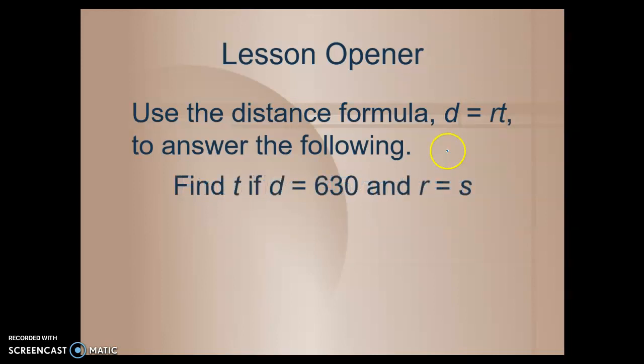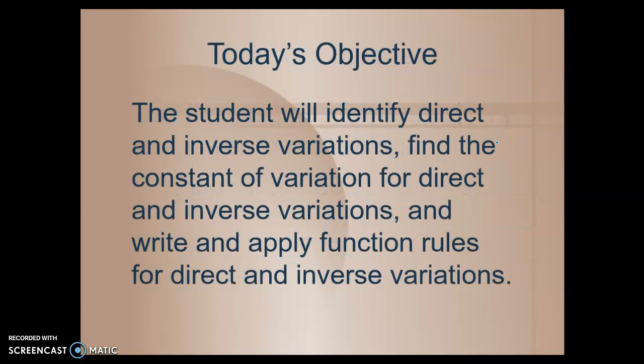All right, take a look at this one. If our distance is 630 and our rate is s, so we substitute that, and we're solving for t, we know that we're not finished because the t is not by itself. T is being multiplied by s. So when we divide both sides by s, we get the t by itself and find that t equals 630 divided by s. All right, that's just a quick review to introduce us to some direct and inverse variations.